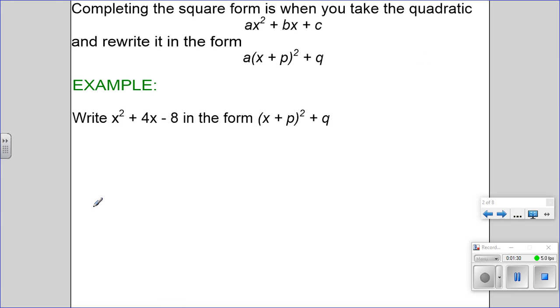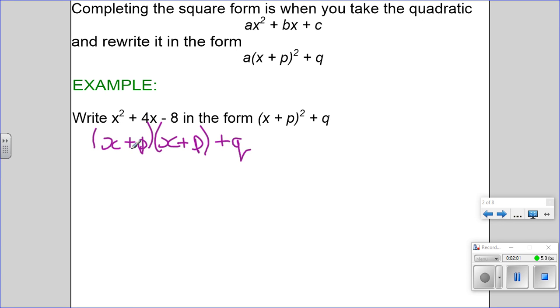And what we have to do is really straightforward. We need this to look like this. So what we're going to do is multiply this out in full so that we can compare this with this. So if I multiply out (x plus p) all squared, I will get (x plus p) times (x plus p) plus q.